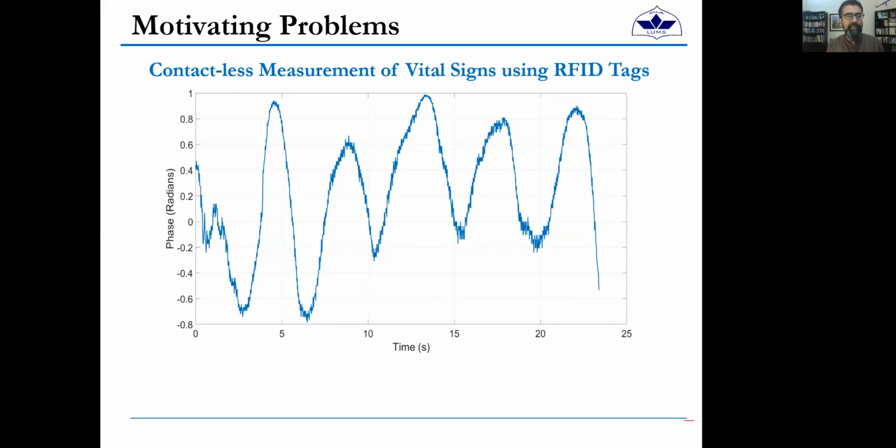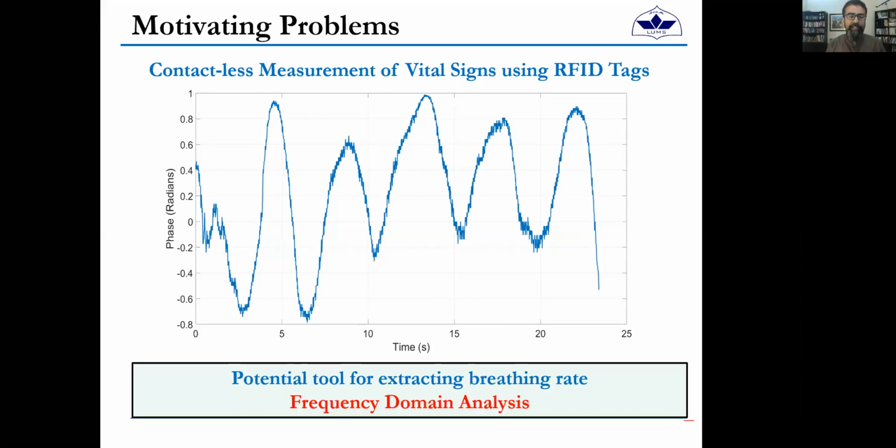She's done this herself. This is a measurement of the phase as a function of time. And in there, as Irtiza mentioned as well, hidden somewhere, is the breathing rate of the subject. Our job is to try to extract what the breathing rate was. And maybe embedded in there is the heartbeat as well, which is much harder to extract, but that's something we're trying to work on. The key idea, once again, is that you have to do some sort of frequency domain analysis here to extract the breathing rate of this person.